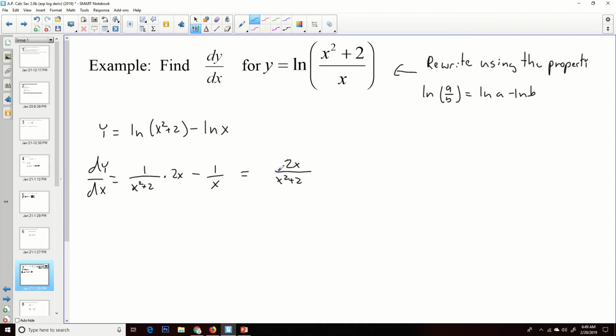This fraction cannot be reduced because there are no common factors, minus 1 over x, and we're just going to leave this as is. I could probably simplify and make it into a single fraction, but this is fairly useful as is, and if I was just trying to evaluate a derivative at a given point, this would be just fine. So we're going to leave it and move on.